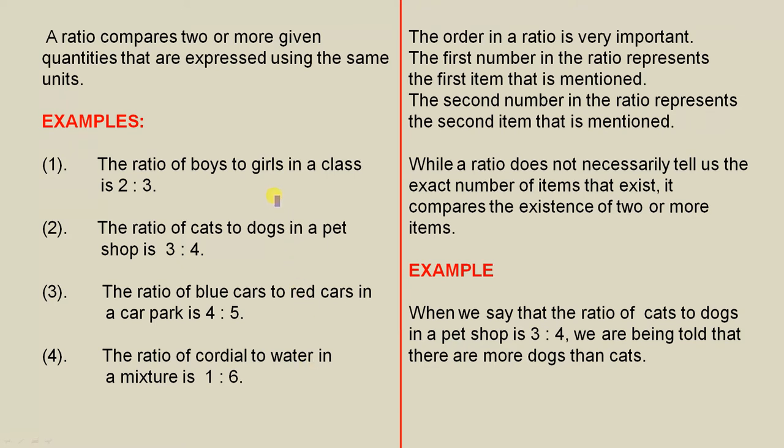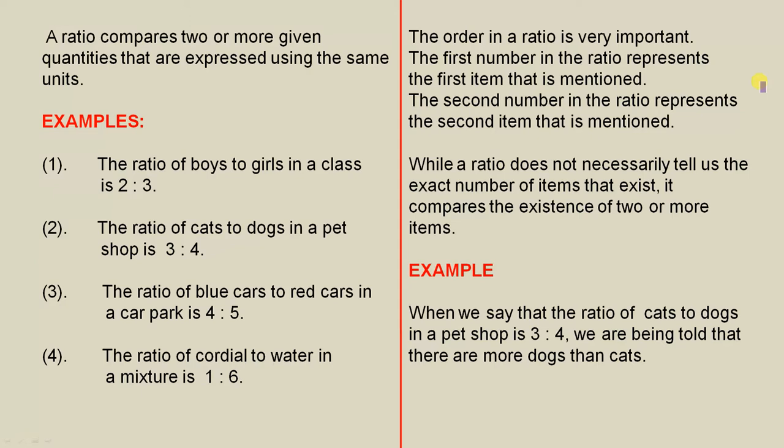So basically when we talk about the same units, they're just numbers. That's all they are. Down here, this could represent 1 litre and 6 litres, for example. So whatever units we're using, as long as they're the same. Here we're just using numbers.